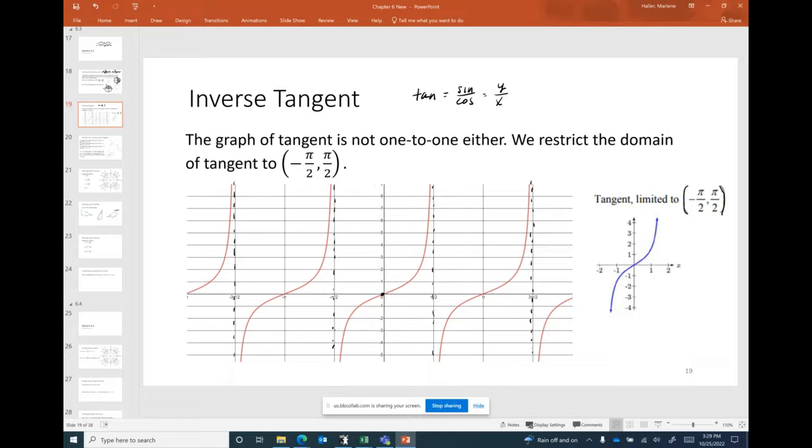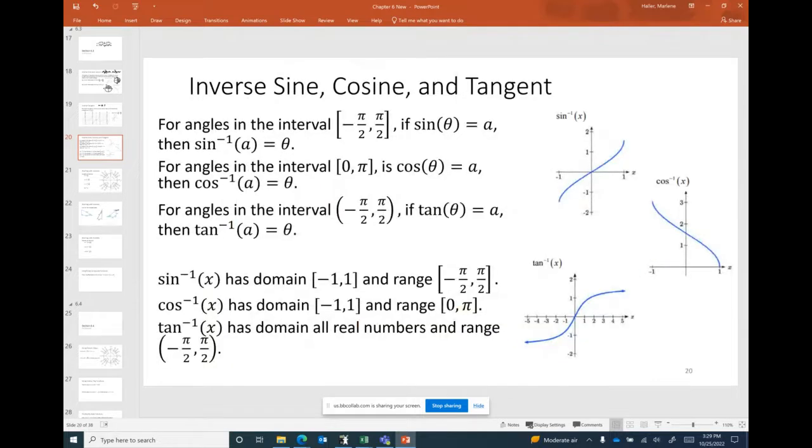All right, so we limit the domain of the sine function to negative pi over 2 to pi over 2. The tangent function, same. And we limit the domain on the cosine function to 0 to pi. All right, so a nice summary of some information. We relate all the characteristics, I should say, of the inverse functions, right? So we're limiting the domain for the sine function to negative pi over 2 to pi over 2.